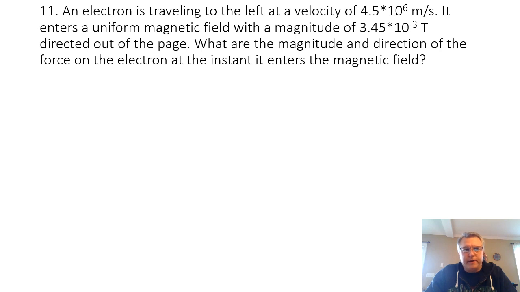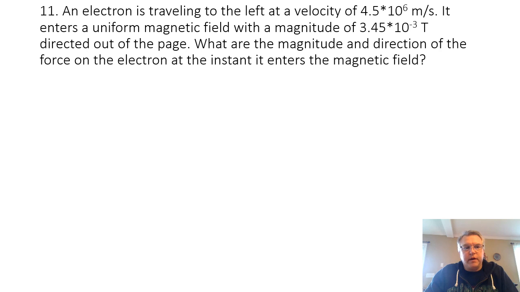Problem 11. An electron is traveling to the left at a velocity of 4.5 times 10 to the 6th meters per second. It enters a uniform magnetic field with a magnitude of 3.45 times 10 to the minus third Tesla directed out of the page. What are the magnitude and direction of the force on the electron at the instant it enters the magnetic field? All right, let's take a look again at the magnitude first, and then we will look at direction.